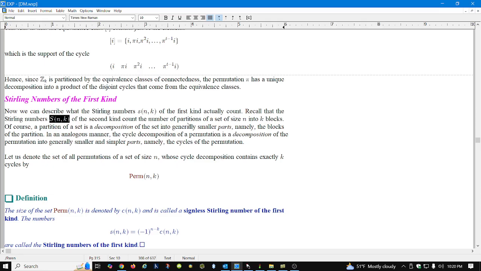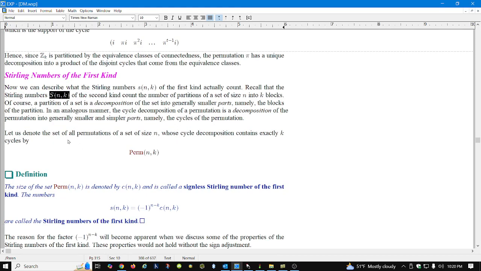Okay. In both cases, we are decomposing an object into simpler parts. This is an extremely common process in mathematics. You're faced with dealing with complicated objects, you want to decompose them into simpler objects. So by way of notation, I'm going to denote the set of all permutations of a set of size n, that'll typically be Z sub n, but it doesn't have to be, whose cycle decomposition contains exactly k cycles by this, perm n comma k.